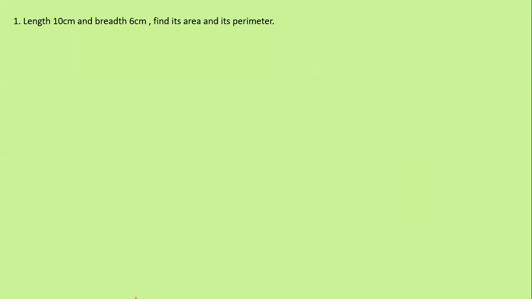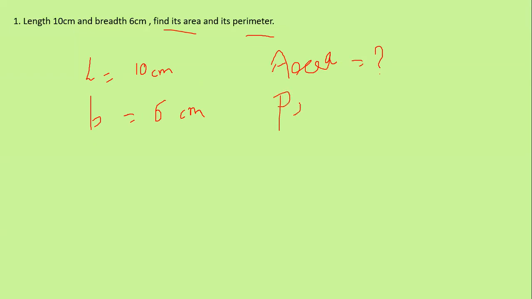Here the length is given to me, it is 10 centimeter, and the breadth is again given to me, it is 6 centimeter. So what do I have to do? I have to find its area, and I have to find its perimeter.